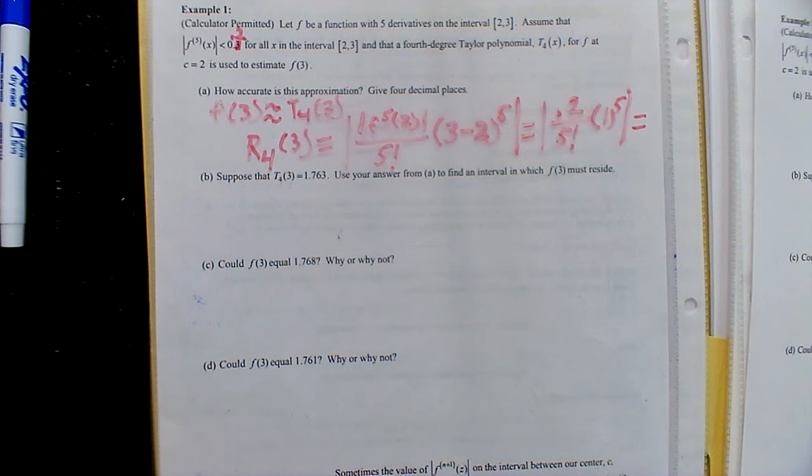So now the calculator comes in handy. Go ahead and solve that and figure out what the remainder or the error is for the 4th degree Taylor polynomial within that interval. Anybody have any decimals out there? Again, it says to 4 decimal places.